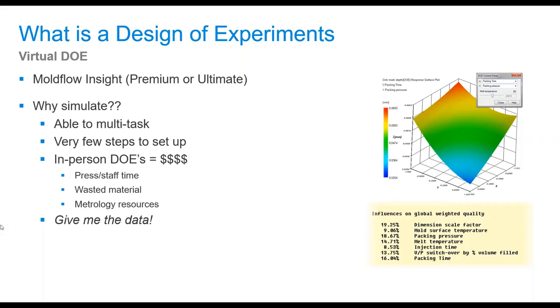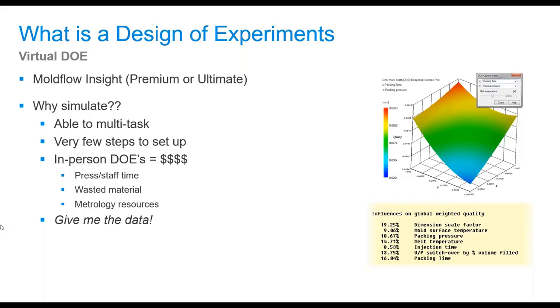The cost behind in-person DOEs can be exponential if you're tying up press time, not only during running, but the time for the mold temperature to equalize, wasting a good amount of material since you can't use those parts, and tying up metrology resources to measure and compile results, not to mention the engineer's time interpreting those results. Simulation enables you to minimize these costs by either eliminating the need for a physical DOE or at least reducing the number of runs or parameters changed.